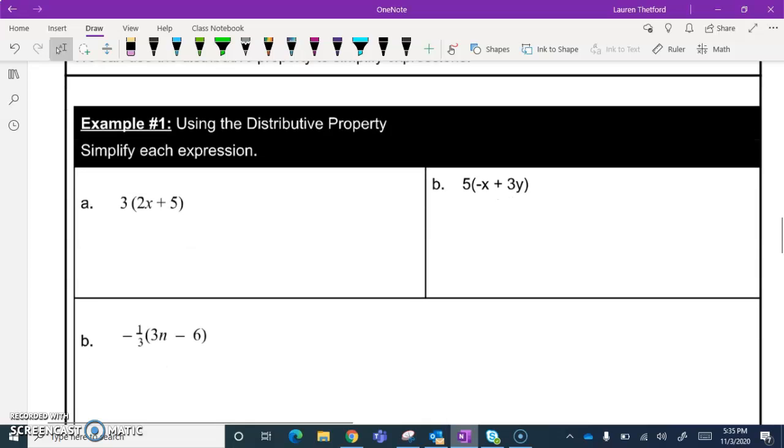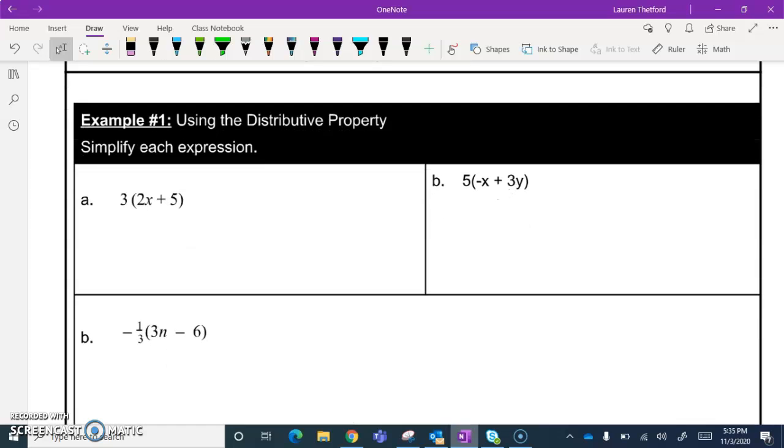So in example 1, you can see that we have a 3 on the outside of the parentheses, and this is 3 times 2x plus 5. So the 3 is multiplying itself times whatever this turns out to be, except we don't know what x equals, so we can't do anything inside of the parentheses. So what we have to do is multiply this 3 through the parentheses. So we're going to multiply it to everything on the inside.